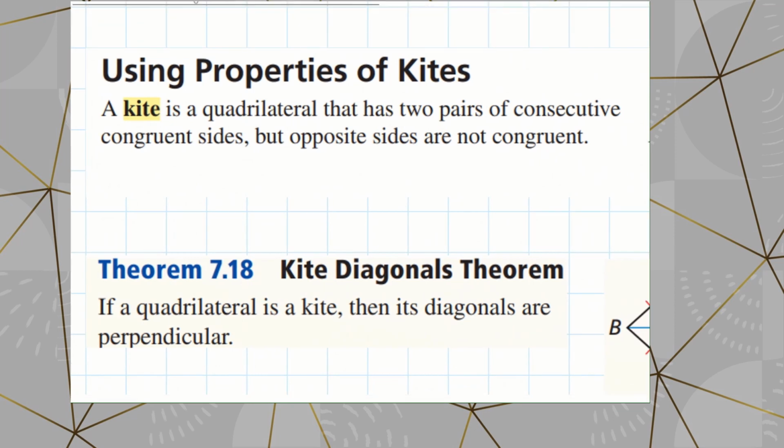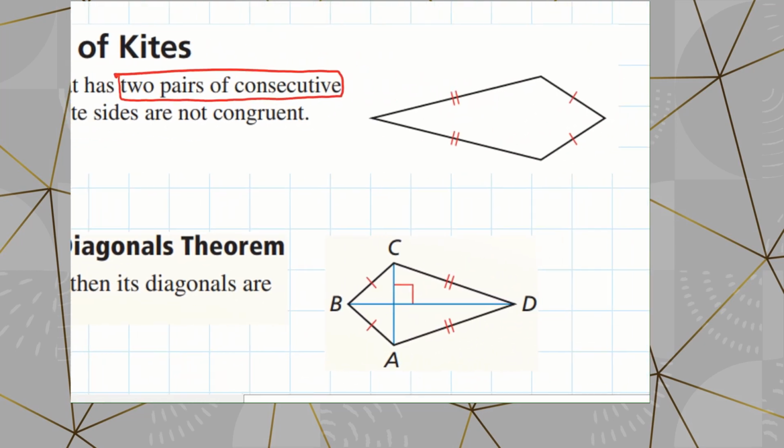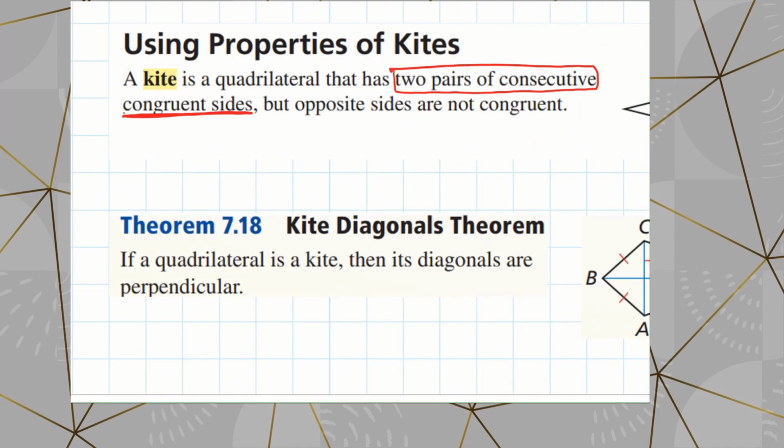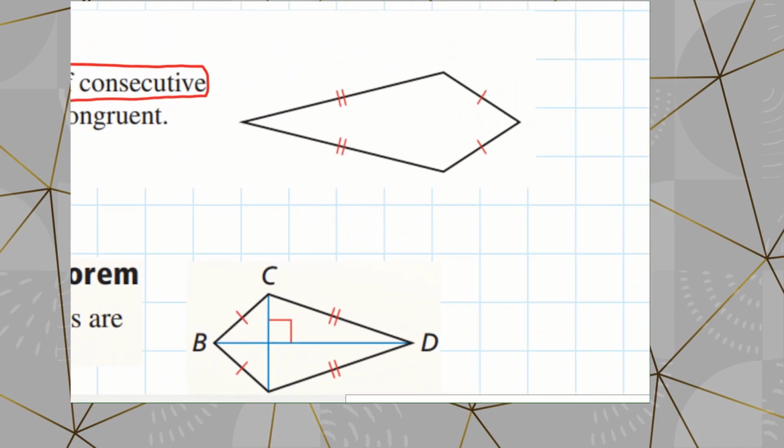As you can read here, the definition of a kite is when you have two pairs of consecutive congruent sides, but their opposite sides are not going to be congruent. So what's important here is that we look at the consecutive sides. We're going to look at the sides that are right next to each other in the kite, and each of those pairs will be congruent. So they're going to have the same length.